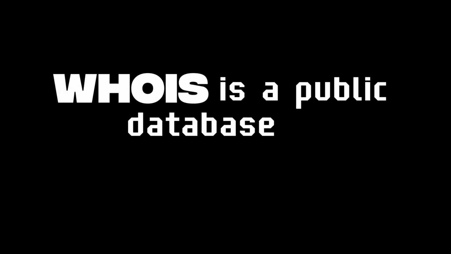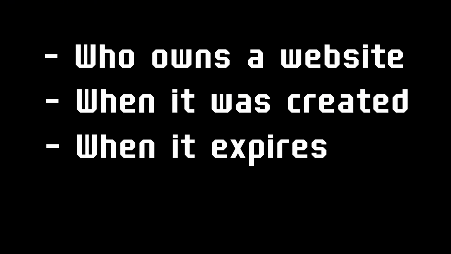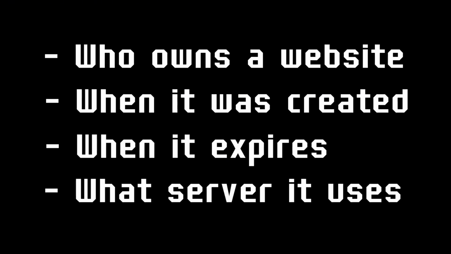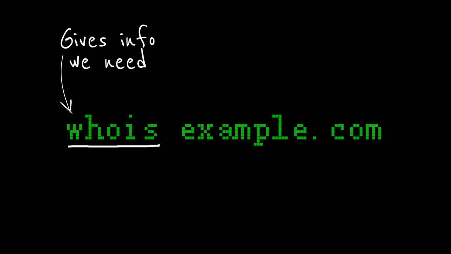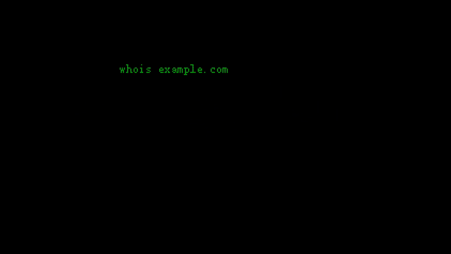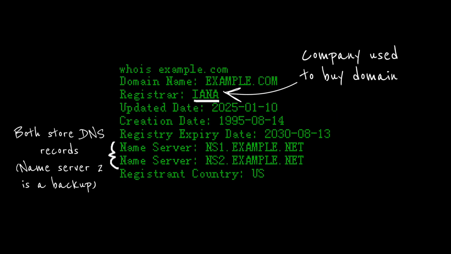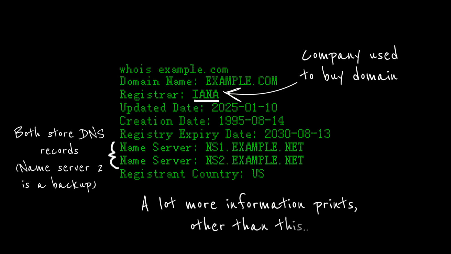Whois is a public database of domain information. It tells you who owns a website, when it was created, when it expires, and what servers it uses. It gives information we need, like public domain information, and the target site, if you know it. Hackers use Whois to gather details about a target before touching the network. This shows the company used to buy the domain. Both store DNS records, and a lot more information prints other than this.